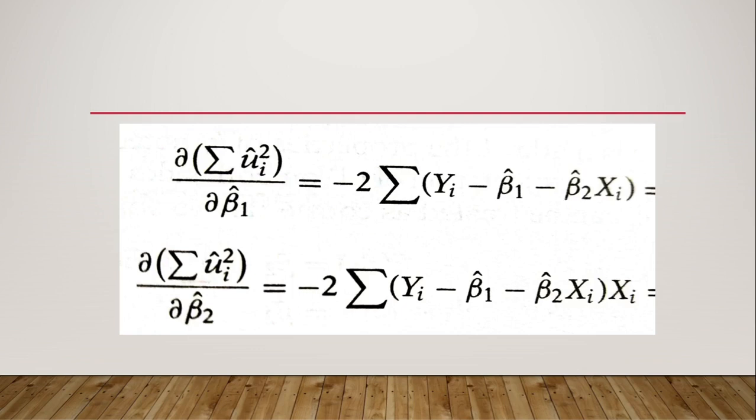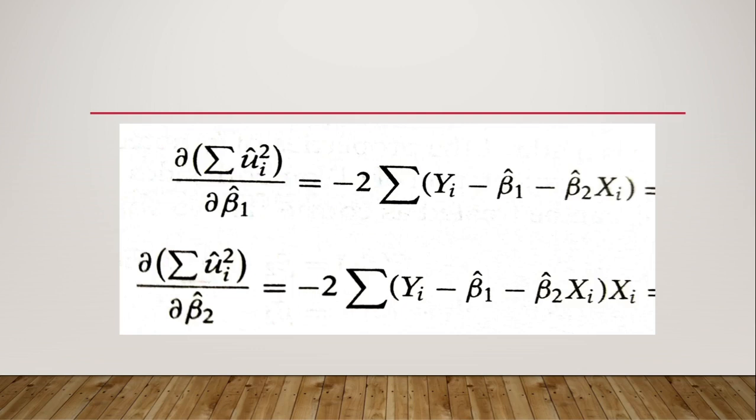So we get that is equal to 2 into sigma (yi minus beta 1 hat minus beta 2 hat xi) into minus 1. So we have to equate that to 0. So we know that 2 into minus 1 is equal to minus 2. So we are taking that outside the summation: minus 2 into sigma (yi minus beta 1 hat minus beta 2 hat xi).